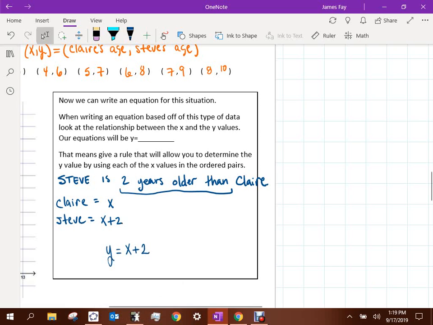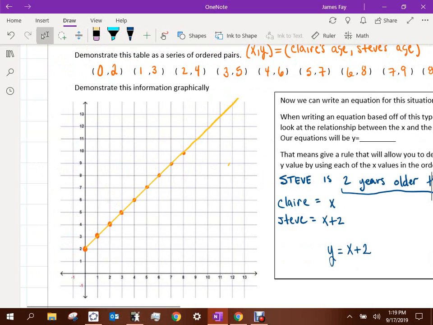And again, that should mimic what we did with the graph here. Remember the graph, we said the x values, as we worked up here, Claire's age was your x value, right? Here, your y value was Steve's age, right? So shouldn't your y value equal Steve's age as well? Does that make sense? And we have defined Steve's age as being x plus 2. So your y value has to equal Steve's age.